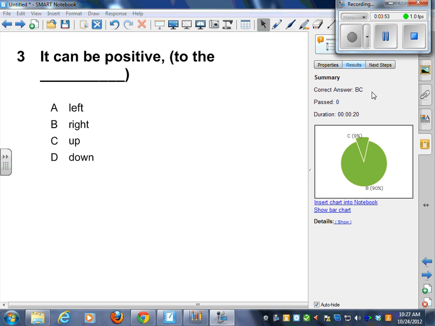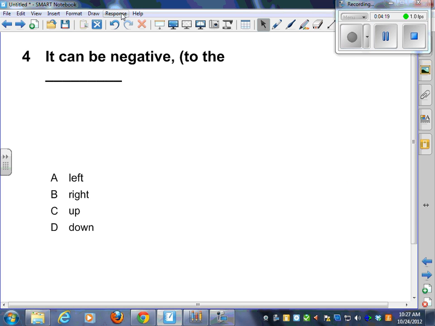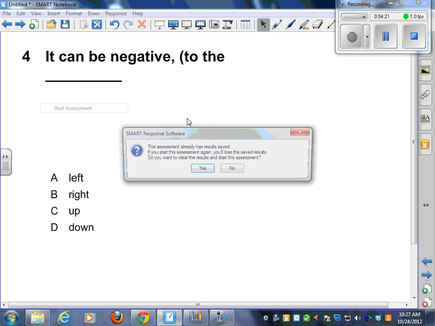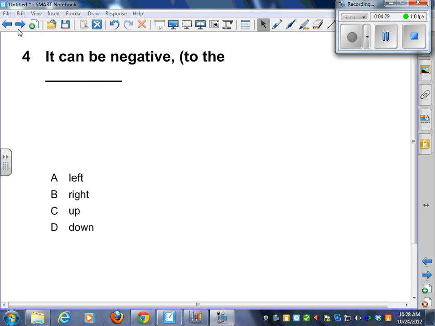B and C. Can you get this one right? I'm gonna get it. Mr. Bennett, I'm gonna get it right. There's still gonna be people that get it wrong. I guarantee it. Yeah, guarantee. Hey, no, we're good. We're good.